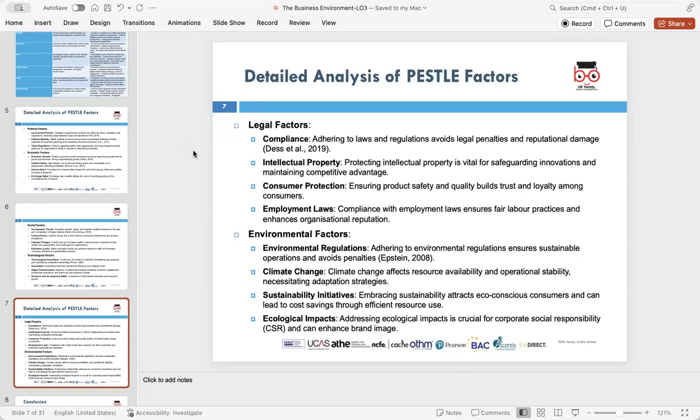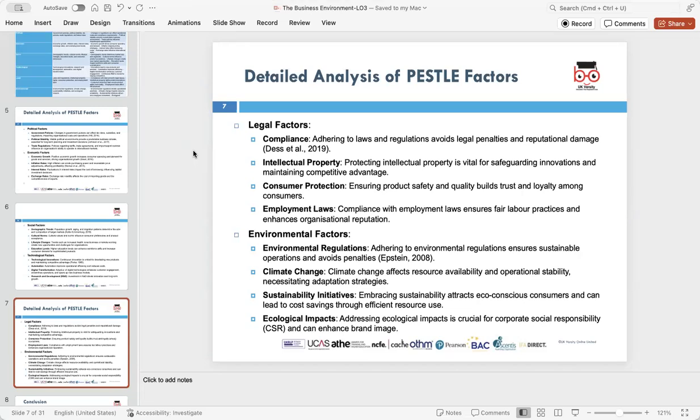Consumer protection. Consumer protection laws ensure that products meet safety standards and that consumers are treated fairly. Ensuring product safety and quality builds trust and loyalty among consumers. So companies that prioritize consumer protection are more likely to develop strong customer relationships and enhance their brand reputation.